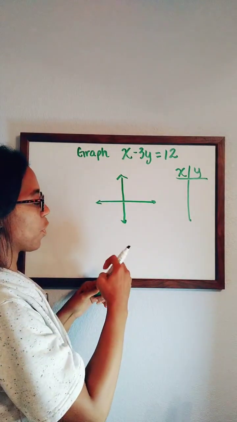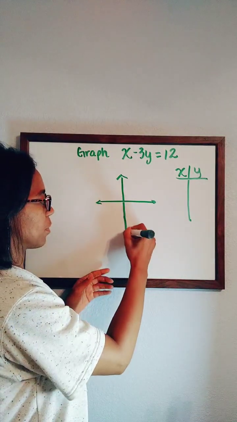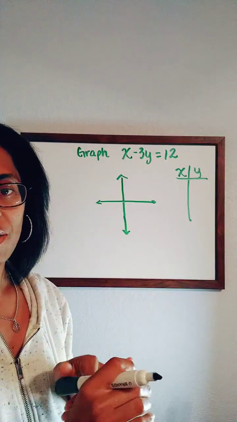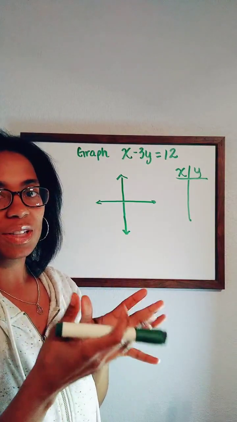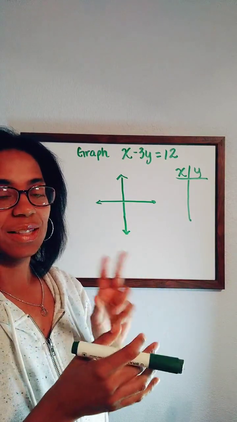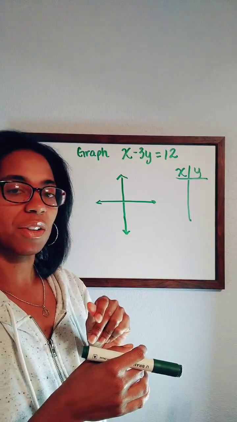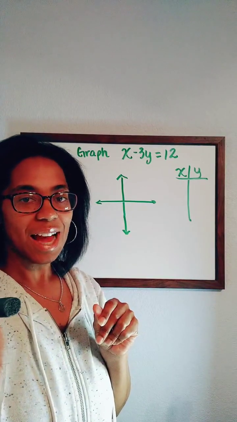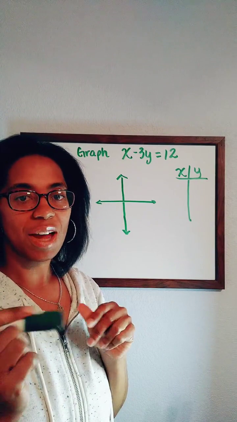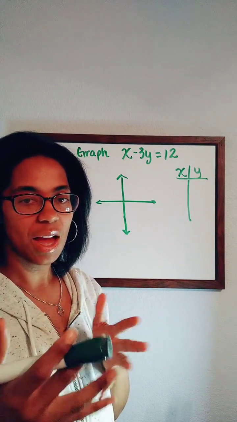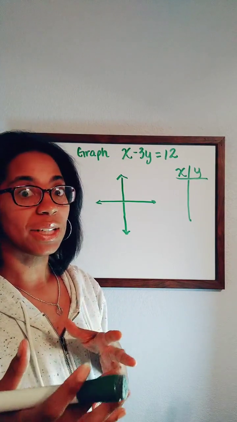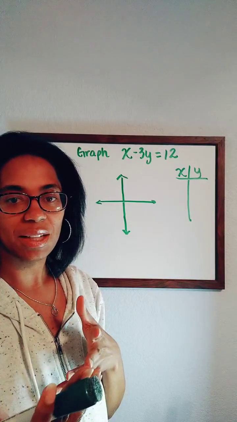So we need to create points. How do I graph something, right? If I need to graph something, I need some points so that I can graph it. Because a line consists of how many points? If you need to connect the dots on something, how many dots do you need to be able to connect to make a line?